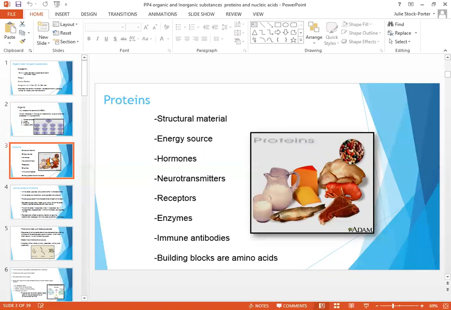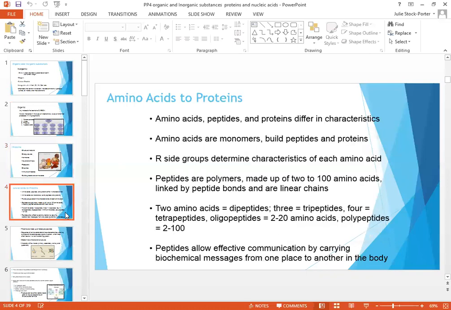But when we look at these things, hormones, that's how a living system communicates to different glands in the body. Neurotransmitters, that's how the nervous system communicates. Receptors, that's how muscles communicate with the nervous system. Enzymes, they're the catalysts for everything that happens. Immune antibodies, that's talking about the immune system. So when you look at that, you can see just how vital the protein is.